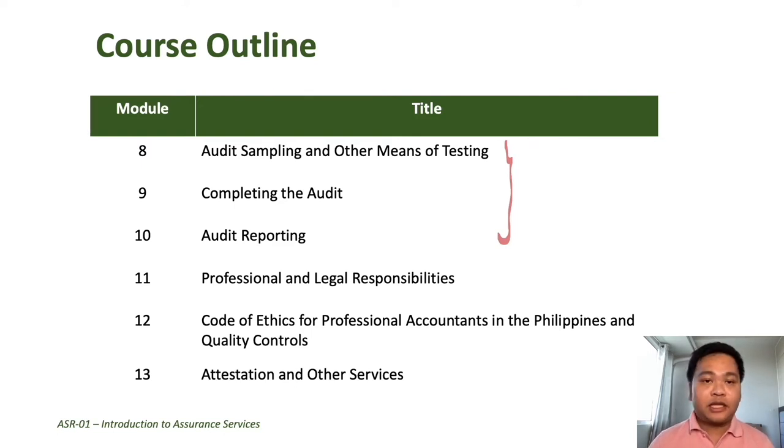Then finally, the last part of this course will cover the legal and other regulatory requirements related to our practice of profession. So we have topic 11, professional and legal responsibilities, topic 12, code of ethics for professional accountants in the Philippines and quality controls, and last, we have attestation and other services of CPAs.